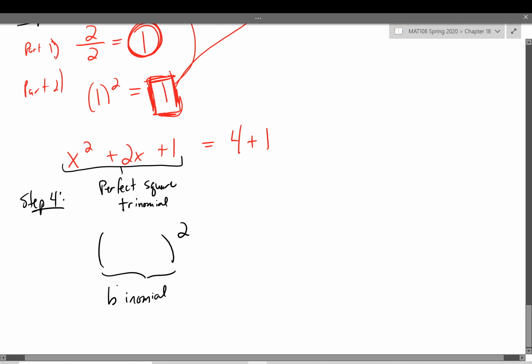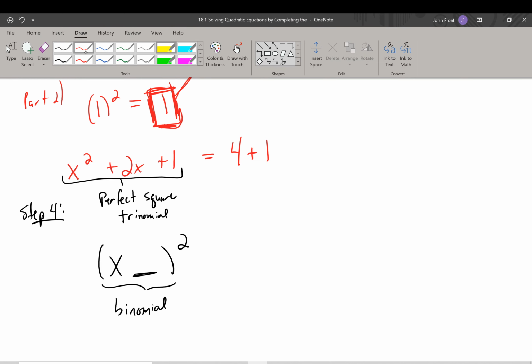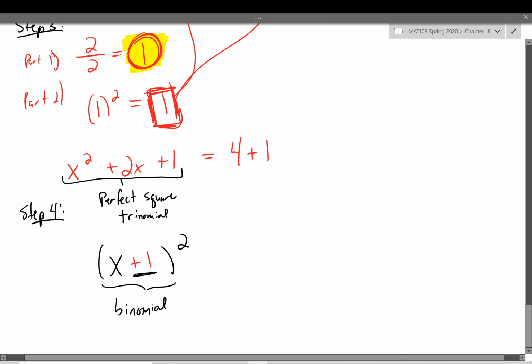Inside the parentheses will be our binomial, okay? And what is that binomial? It's the easiest thing on earth. In fact, it's staring you in the face right now. You are going to write x, whatever the variable is that you're looking at. And what goes right here? Well, remember how I asked you to circle part 1? Whatever that number happens to be, that goes right there.